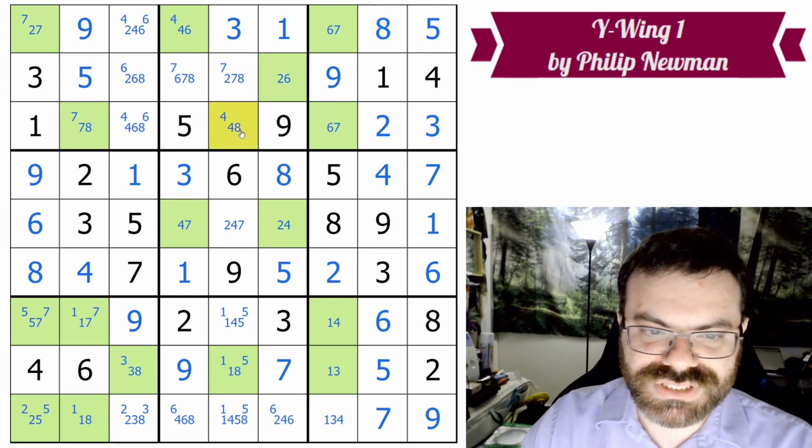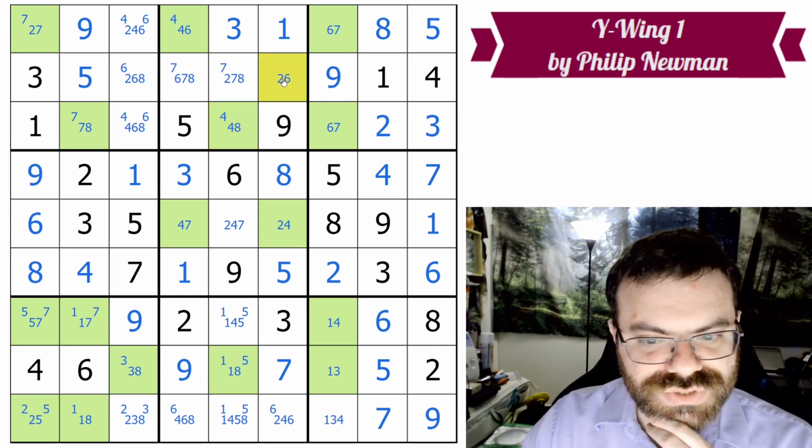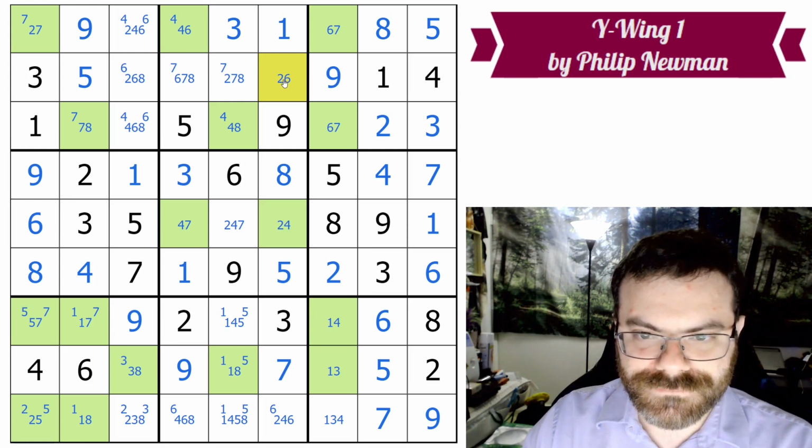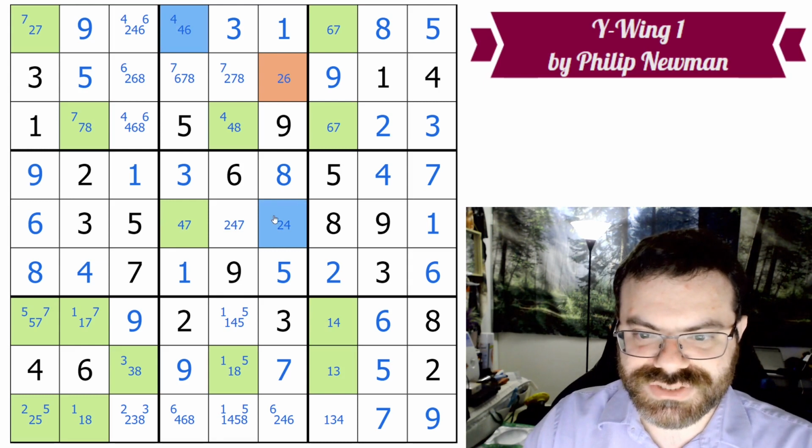Okay, so it gave us this 4, 8. And I think this 2, 6 as well, possibly. And yeah, okay, so just double checking. Yeah, if this is our pivot, we have these two pincers.